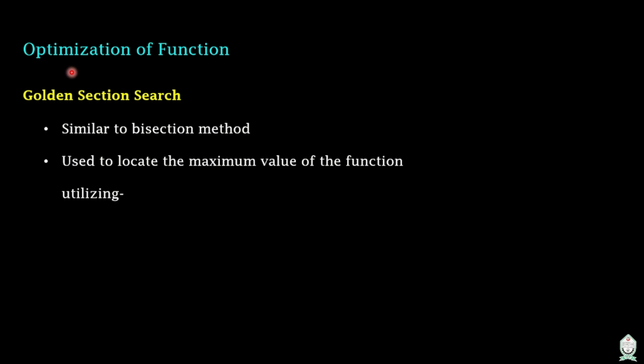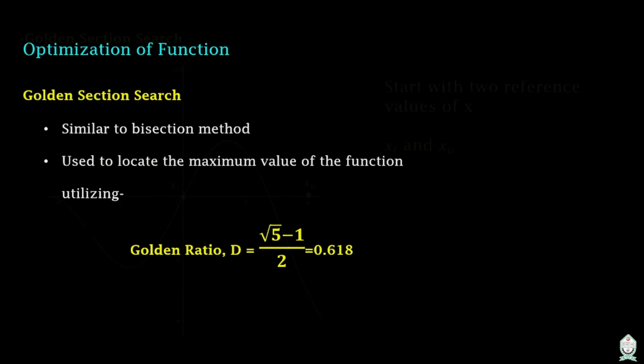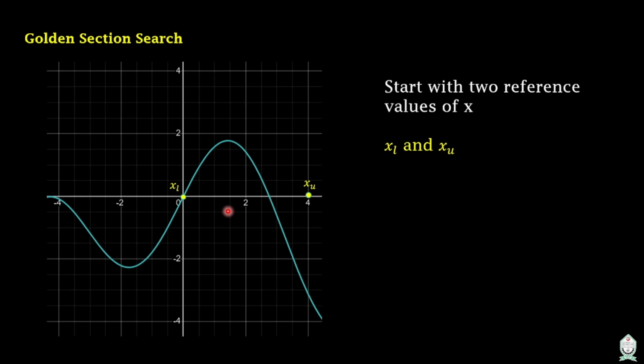To look for this optimized value of the function, we will cover two separate techniques. One is the golden section search, which is very similar to the bisection method, and it is used to locate the maximum value of the function utilizing the golden ratio. So using this golden ratio, we will look to find the maximum value of any given function. Let's see how it works.